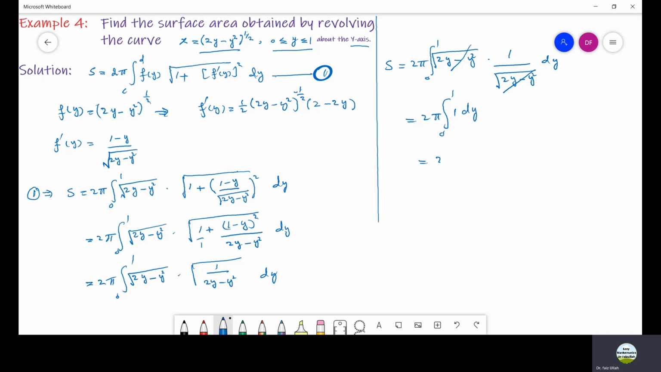If we integrate, we have y, limits are from 0 to 1. If we use the limits, we have the surface area, which is S is equal to 2 pi.